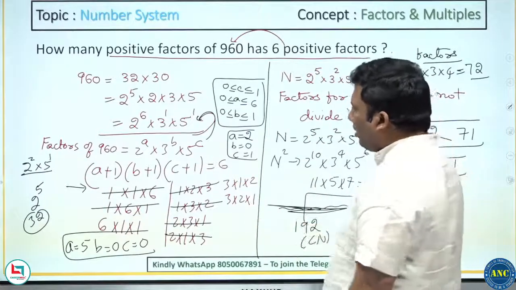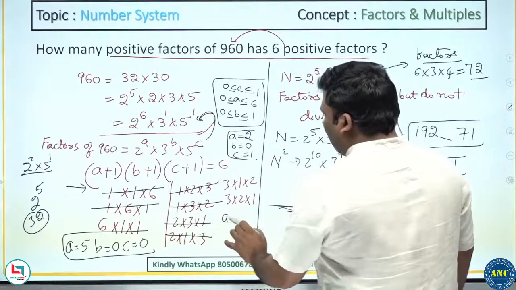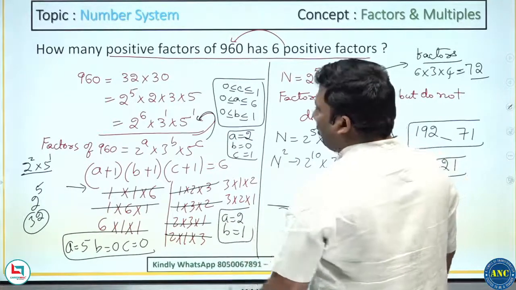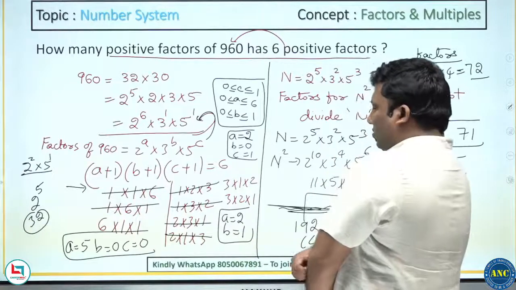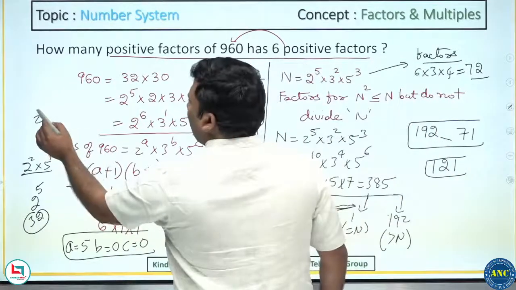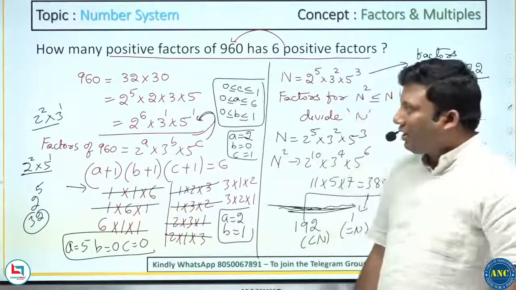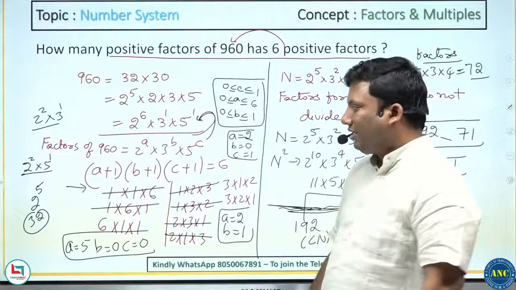3, 2, 1. This will be A plus 1 is 3, A value 2. B value 1. So this will be 2 square into 3 power 1. 4 3s are 12. 12 is a factor of 960 and it got 6 factors.